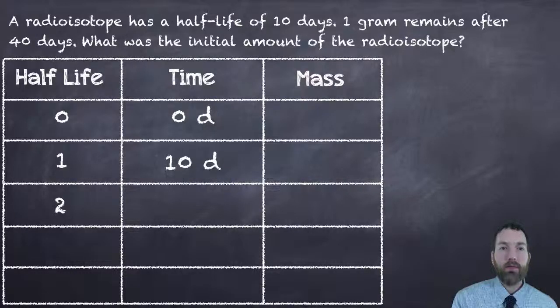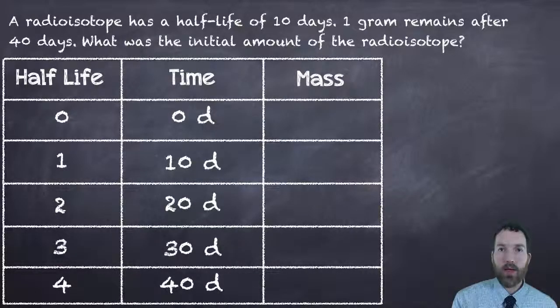After the second half-life, 20 days have gone by. After the third half-life, 30 days have gone by. After the fourth half-life, 40 days have gone by. So it said in our problem, 1 gram remains after 40 days. So after 40 days, my mass is 1 gram. So now I just need to work backwards to get to the initial amount.